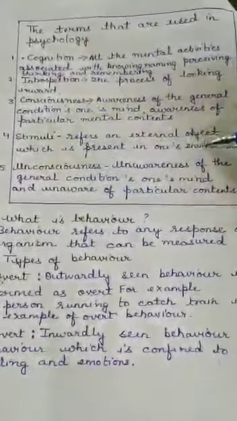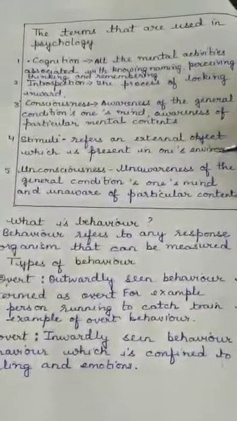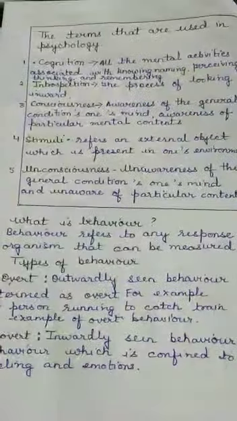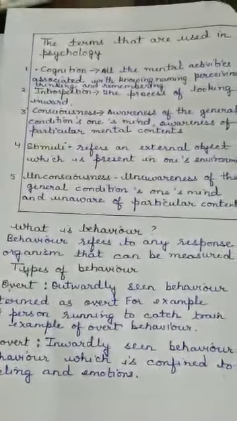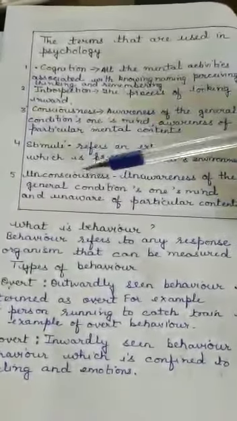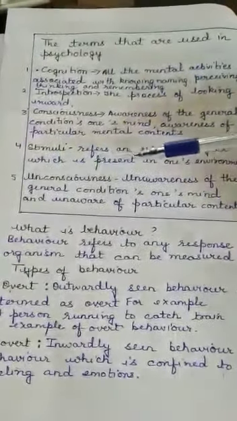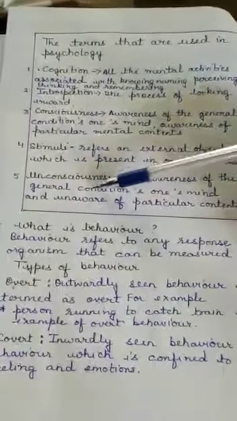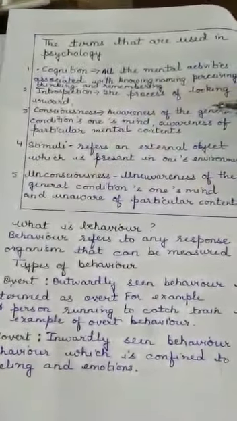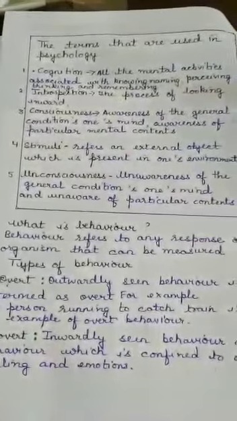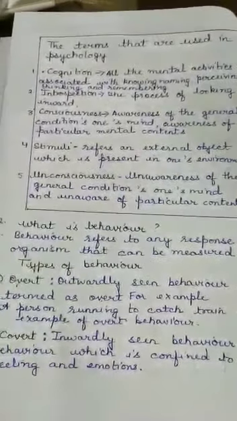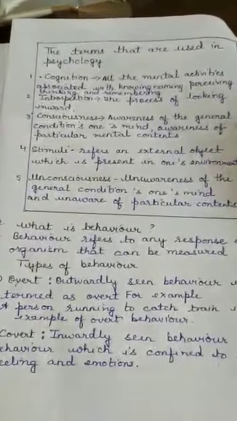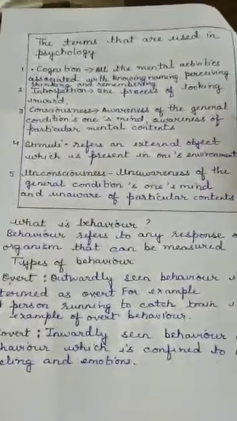Stimuli refers to an external object which is present in one's environment. A stimulus can be any object, a pot or a glass. So stimuli is the word used to refer to any external object. Now unconsciousness means unawareness of the general conditions of one's mind. When we are unaware of a particular thing, we use unconsciousness to denote the mental process of an individual.